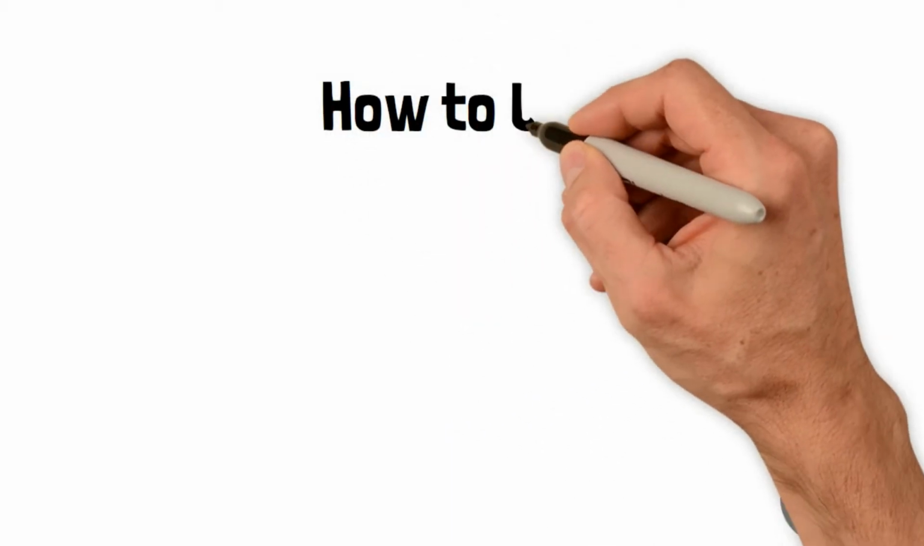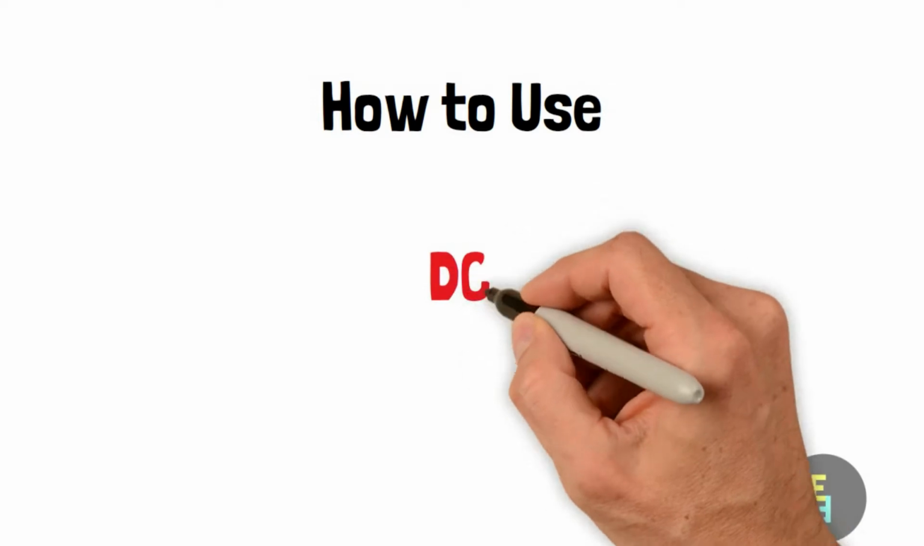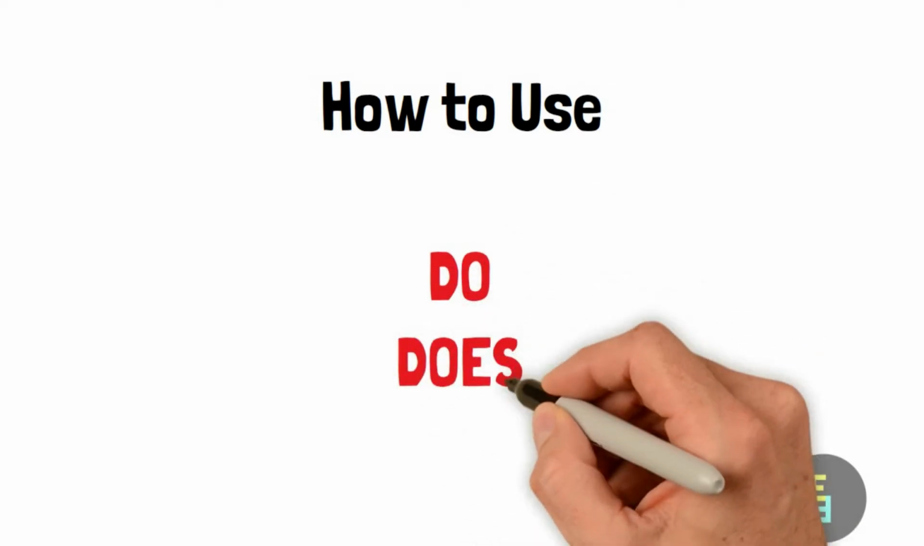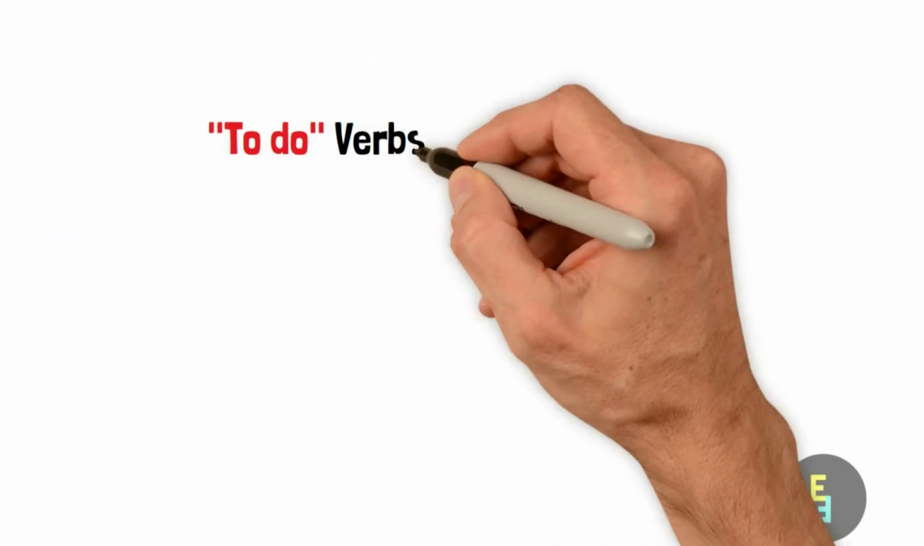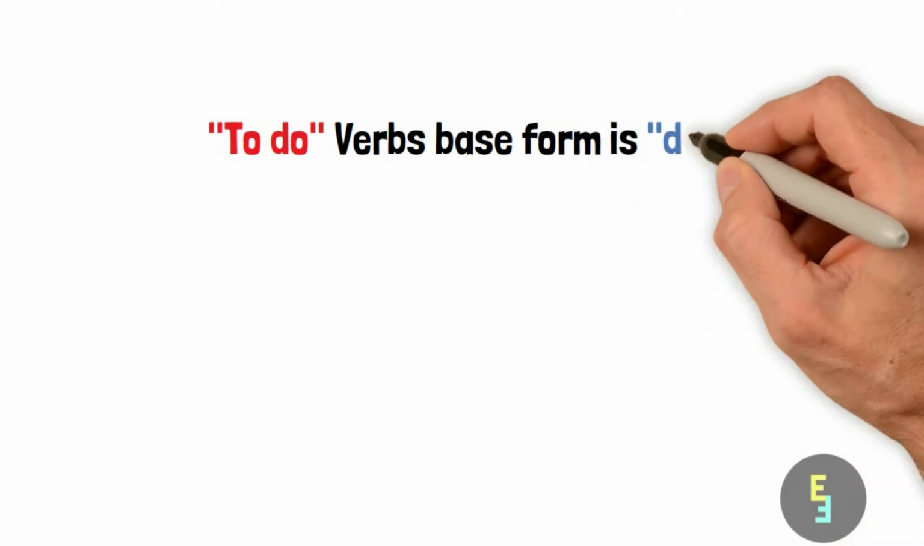In this video, we will discuss how to use these following words: do, does, did. In English grammar, we call these words to-do verbs. The base form of to-do verbs is do.